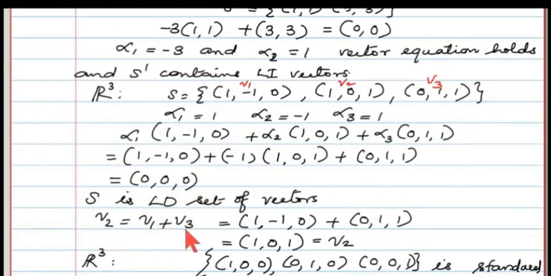V2 equal to V1 plus V3. So we can check it: (1, minus 1, 0) plus (0, 1, 1). Adding the first component gives 1, the second component minus 1 plus 1 is 0, and 0 plus 1 is 1. So this is the same as V2, which is (1, 0, 1). So this, in R3, (1, 0, 0), (0, 1, 0), (0, 0, 1) is the standard basis.